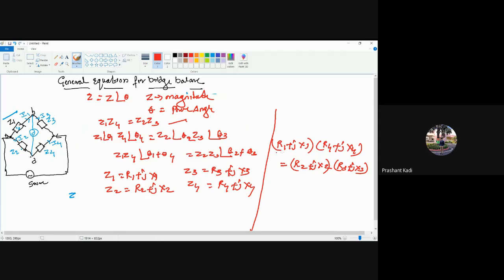After multiplying these terms and equating the real and the imaginary terms, you can find the value of resistance as well as inductance or capacitance. Remember, this is the calculation of inductance and capacitance through AC bridges. Okay, thank you.